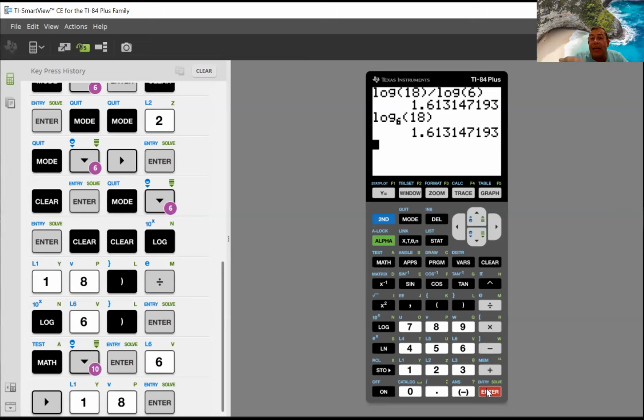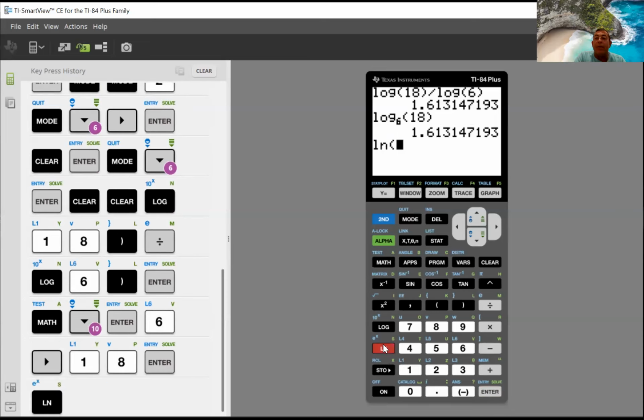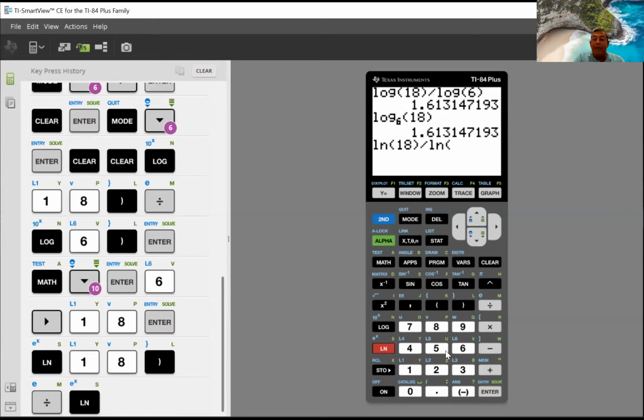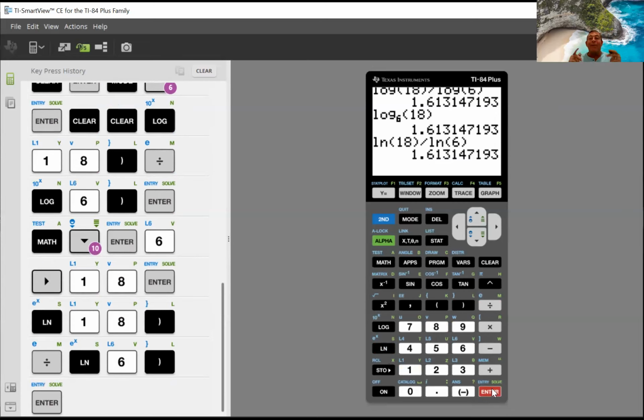And you know what's even cooler? I can use the LN instead of the log stuff. I could do LN of 18 divided by the LN of 6. So I could use change of base using LNs, and y'all watch when I hit enter, I'm still going to get 1.613. So that's what we had to do back in the day. We didn't have that log base where I could put in that little 6 and that 18. So we either had to do the log divided by the log or the LN divided by the LN.